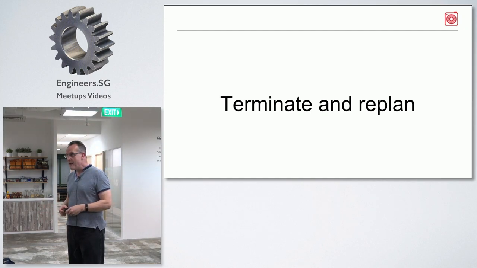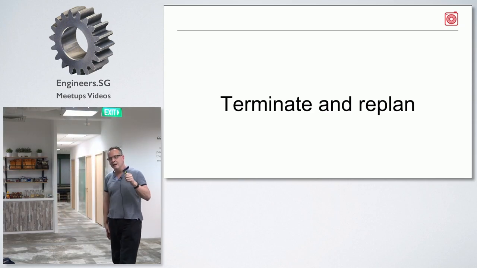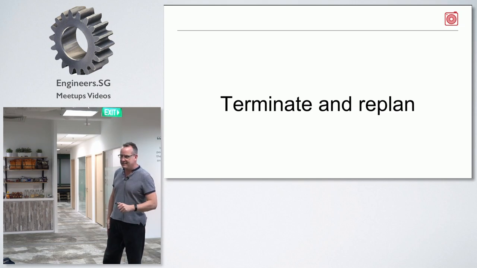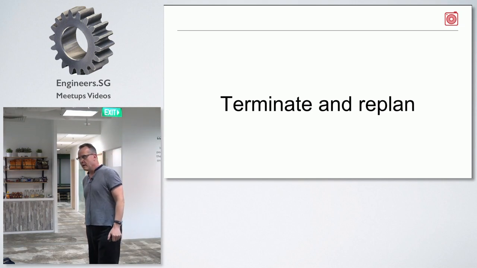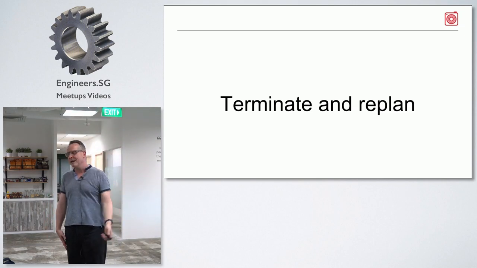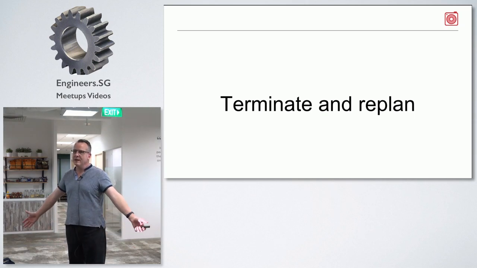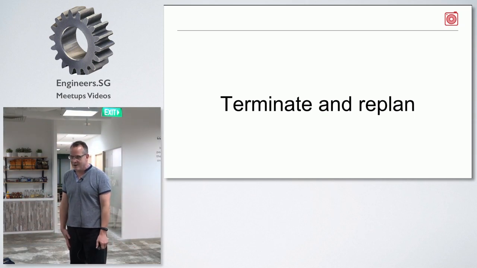And that requires a level of courage. It does. I'm not saying that it doesn't, and I'm not saying that it's easy. But it is often the best thing to do. And this is terminate and replan. If you do one or two of these a year, that's probably the right frequency. One or two of these a year.